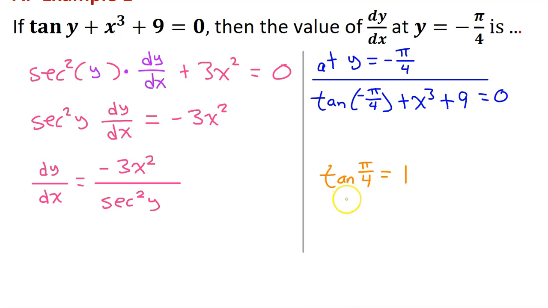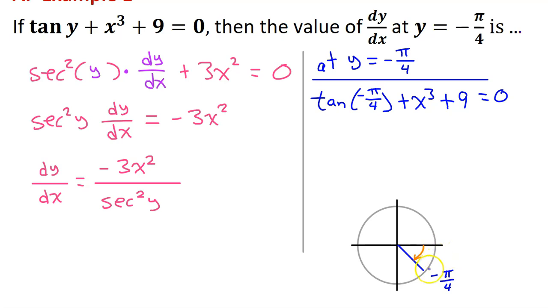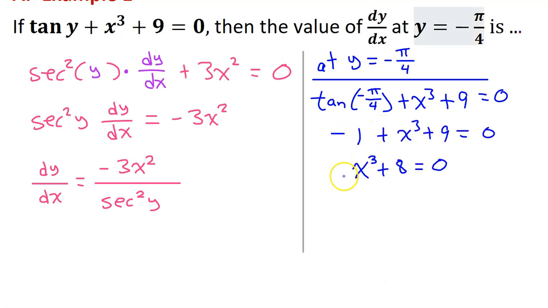Hopefully you long ago memorized that the tangent of pi over 4 is 1. What about the tangent of negative pi over 4? Negative pi over 4 is in the fourth quadrant, where the slope of the terminal side, and thus the tangent function, is negative. So instead of positive 1, this will be negative 1.